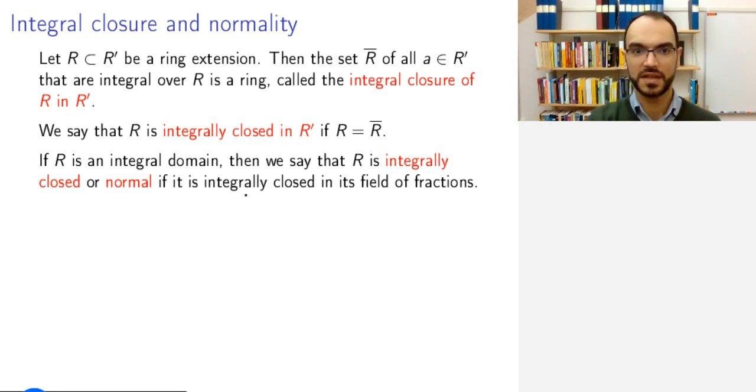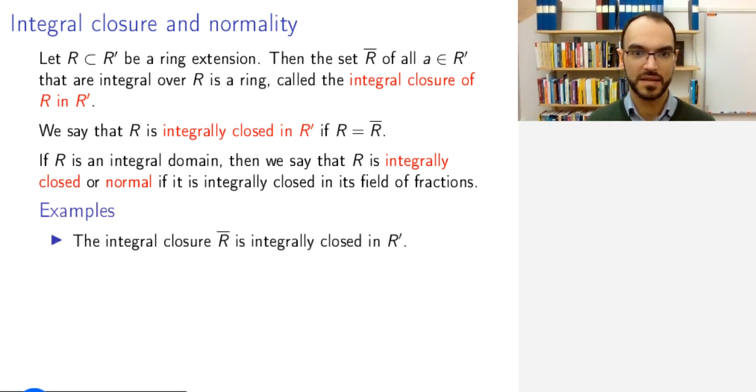So let's look at a few examples. The integral closure is integrally closed, so it makes sense to call it an integral closure. This is because of the property you proved on the previous slide, that the composite of integral extensions is integral. So if an element is integral over R bar, it's integral already over R, and so it's contained in R bar.